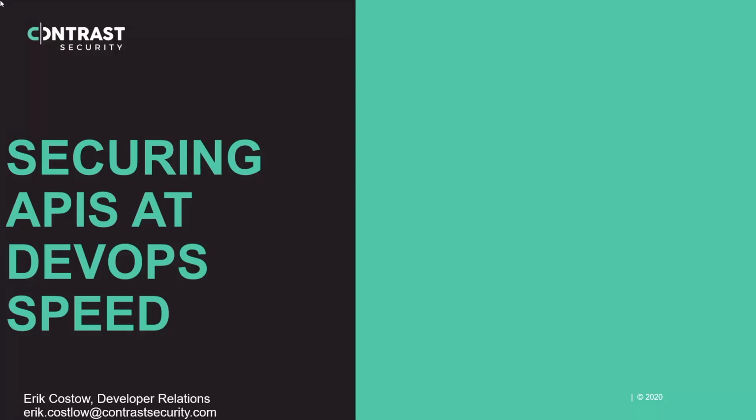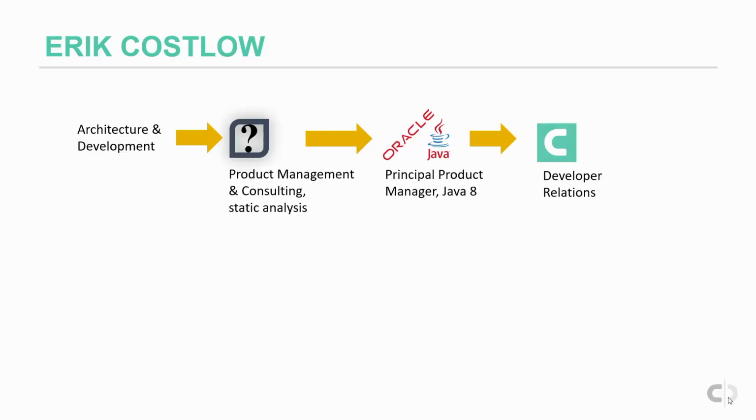Hello and welcome to the webinar of Securing APIs at DevOps Speed, and I think it's about time we got started. To introduce myself, my name is Erik Costlow. I focus on developer relations for Contrast Security, helping organizations secure software from the inside, understand where their vulnerabilities are, and how to integrate vulnerability detection and protection into applications.